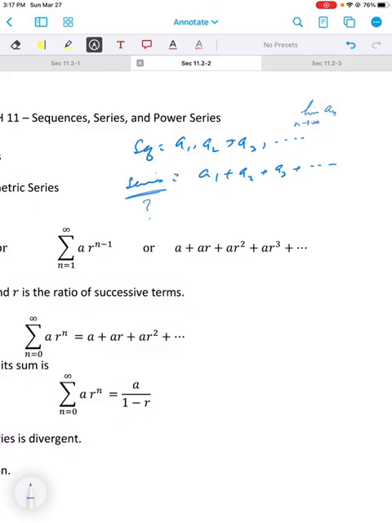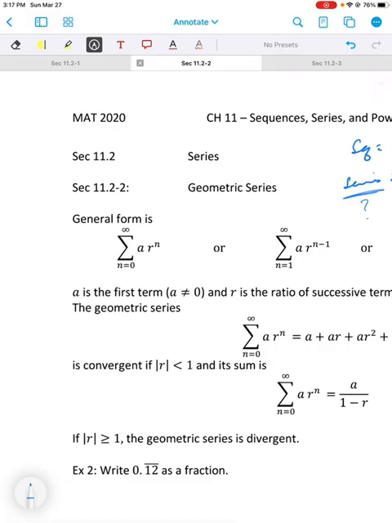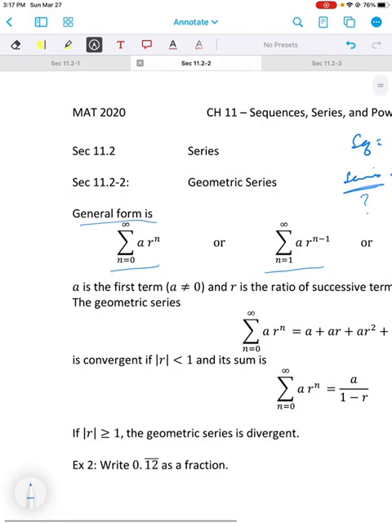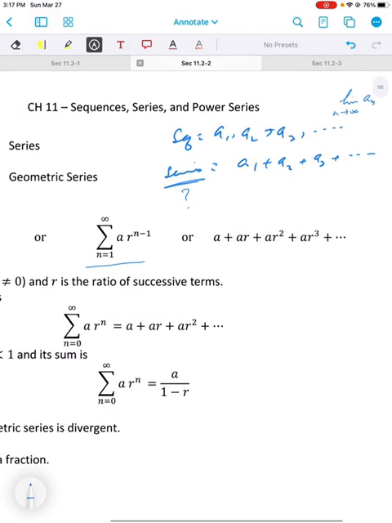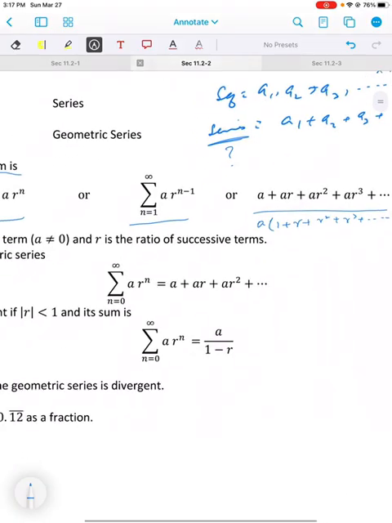So we started looking at different types of series, and the first type that we looked at was the geometric series. The general form of a geometric series is like this in summation notation, or you can write it like that. In both cases, when you expand, you will get this. Notice here we can even factor out the a. If we do that, we end up getting a times 1 plus r plus r squared plus r cubed plus dot dot dot. Once you write it like this, you can easily see what a is and what r is.